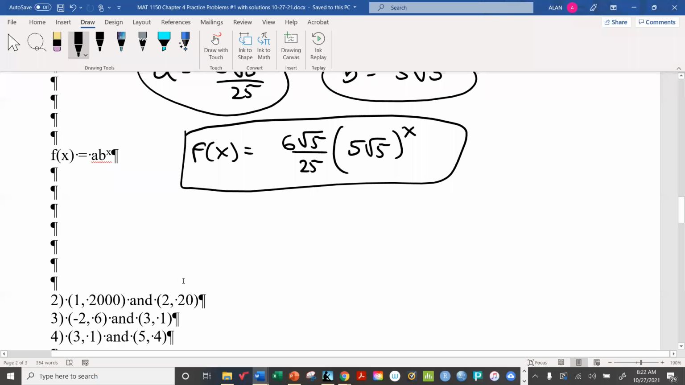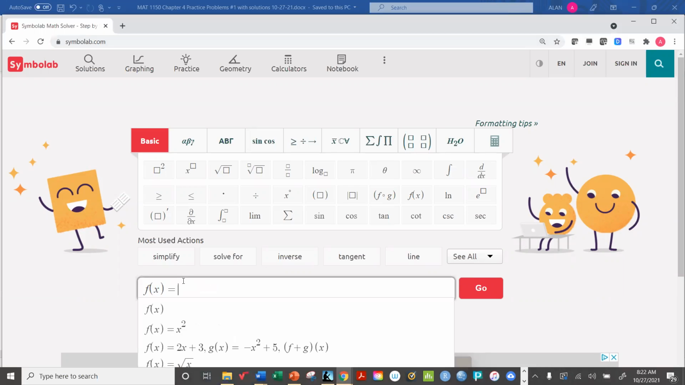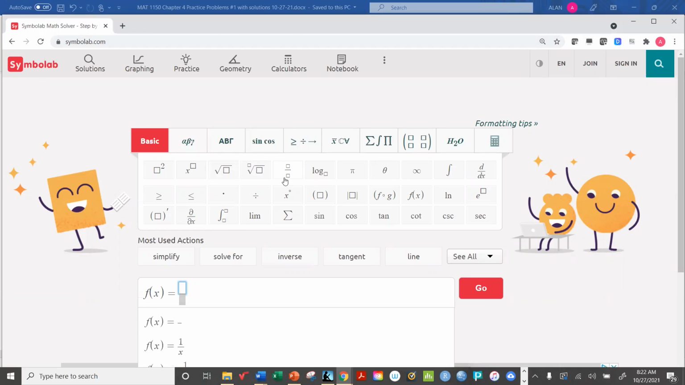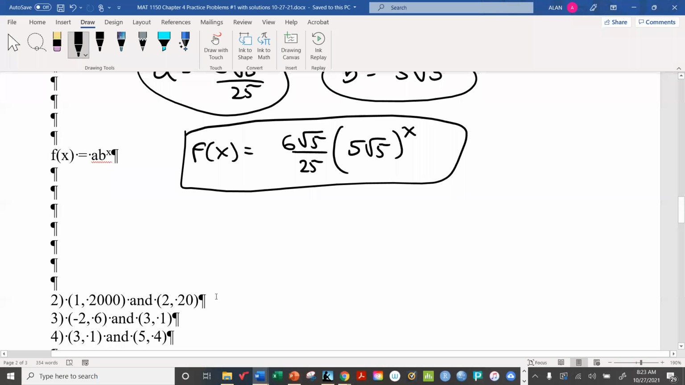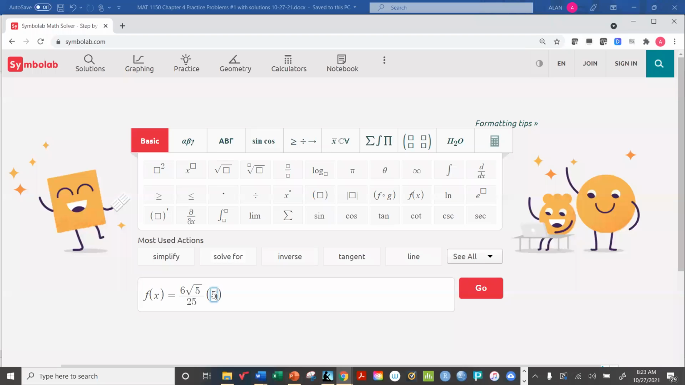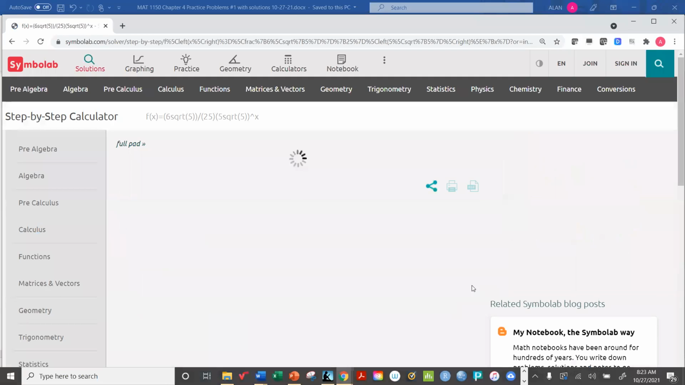So watch this, f of x. Now, this is going to be a challenge to type, let me tell you. Maybe it's not that bad. 6 radical 5 over 25 is multiplied by 5 radical 5, all raised to the x power. All right, so let's see what it can do with that.